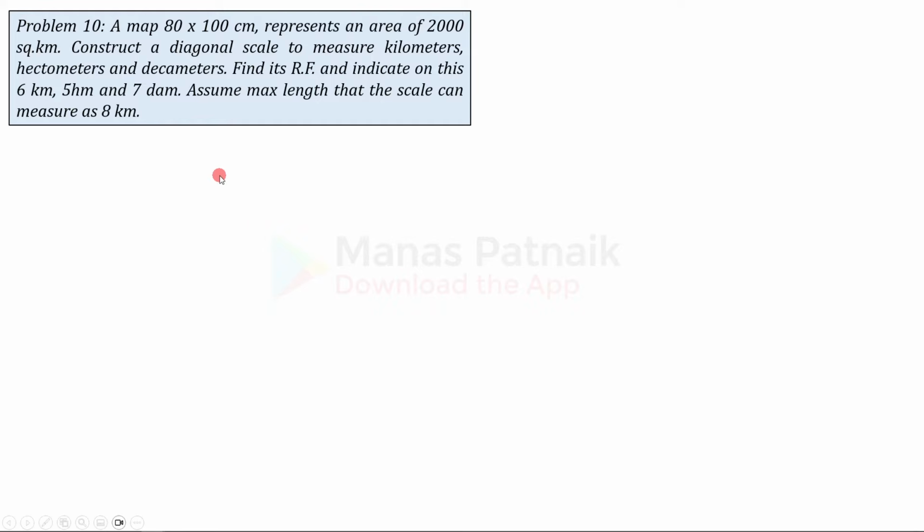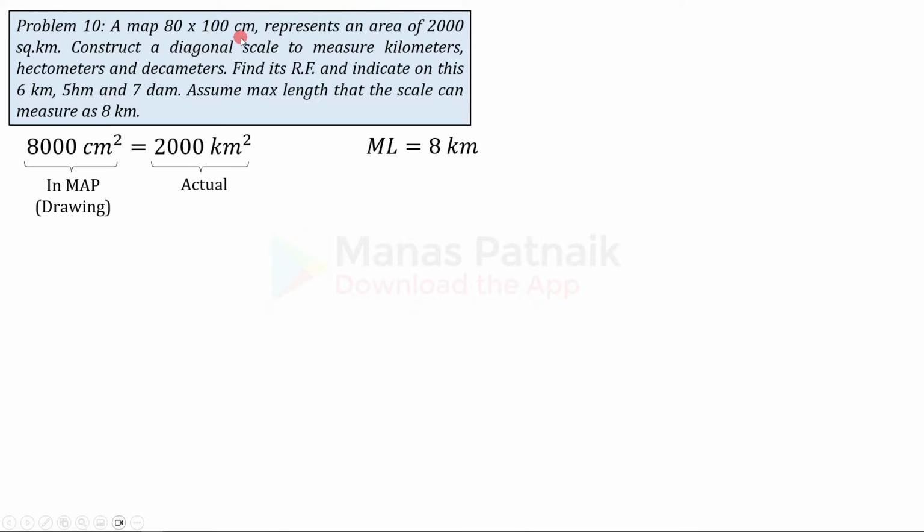Let's start. So the data which we have been given is this 8000 centimeter square. That is the drawing area. It is equivalent to, or it represents an actual area of 2000 kilometer square. Wonderful. We have been given that the maximum length which the scale can measure is equivalent to 8 kilometers. The first thing is to calculate RF.